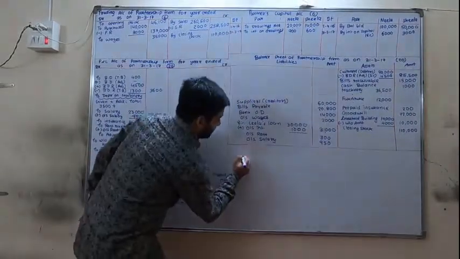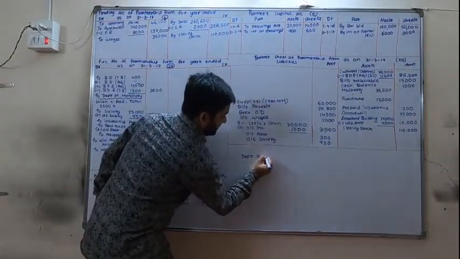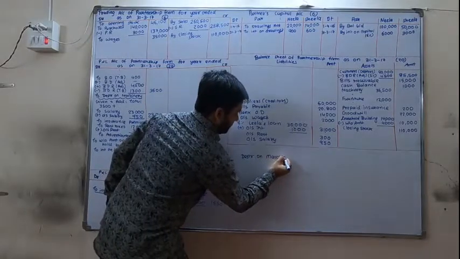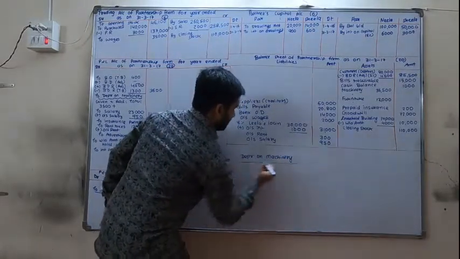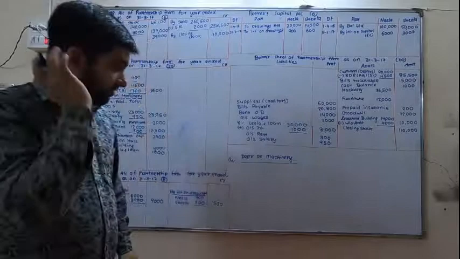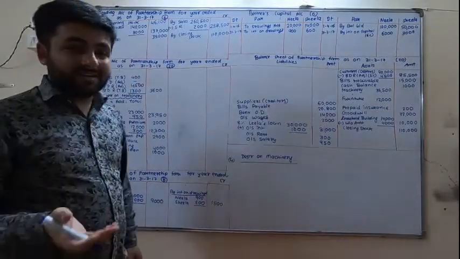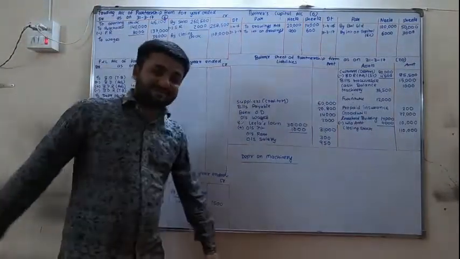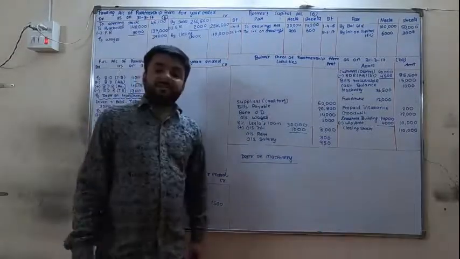Okay. So depreciation on machinery, I think it is fourth calculation. If I am not wrong, then it is fourth or third calculation. I don't know, so I am not writing the number. Okay, I forgot. Depreciation on machinery.